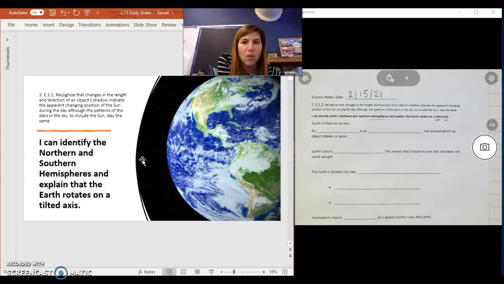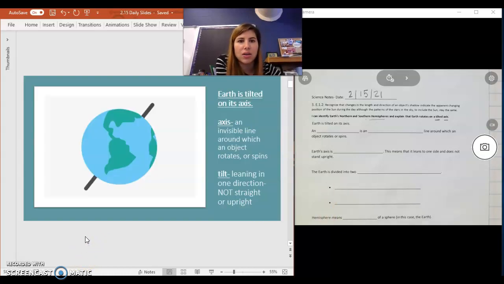Okay? So first off, we need to know that Earth is on a tilted axis. An axis is an imaginary line around which an object rotates or spins. So when you picture the Earth, chances are you just picture the beautiful planet, circular, spherical, okay? But what we need to keep in mind is that even though here in this image it looks like there's a pole going through the center of the Earth, that's actually an imaginary line, and we call it the axis, and it is important to know that term and to know that, if you notice, it's not standing up straight or upright. It's tilted on its side.